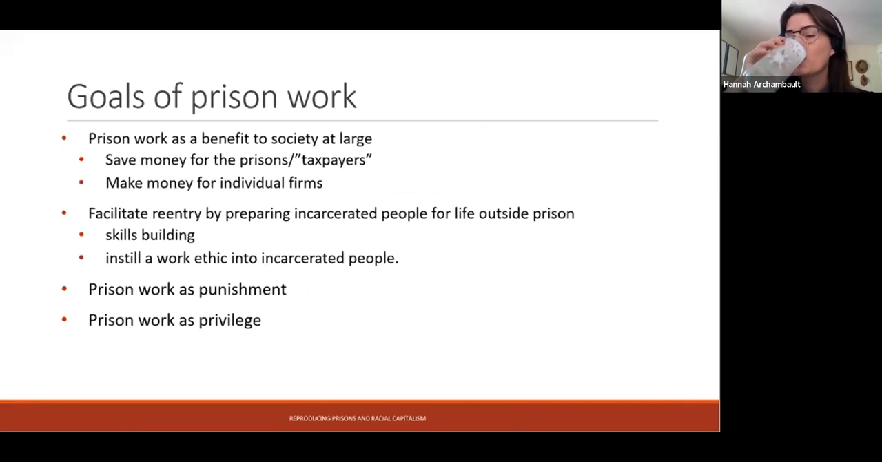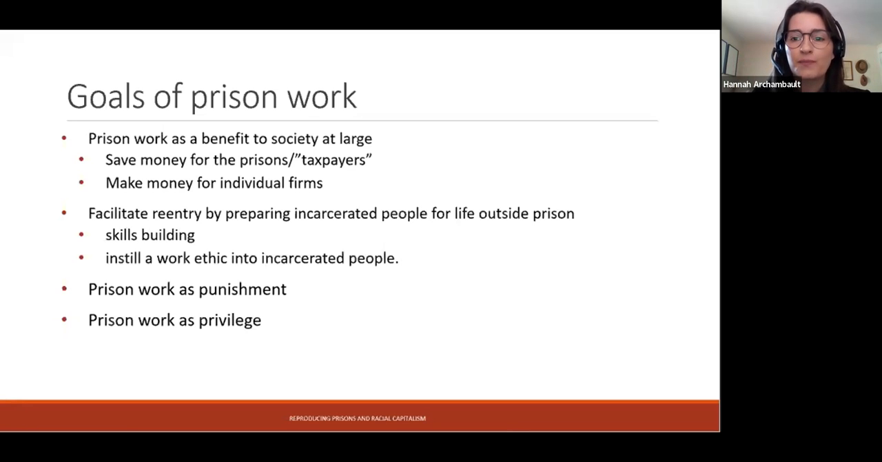So what are the goals of prison work? The carceral system provides many justifications for prison work, but we can summarize them into a few specific forms. The first is that prison work is a benefit to society, meaning, of course, carceral society specifically. It's an ostensible benefit because prison workers may save money for prisons or for unincarcerated workers, aka taxpayers, in the language of the people who justify the carceral system and prison work in it specifically. Similarly, another idea is that it might make money for individual firms via private work.